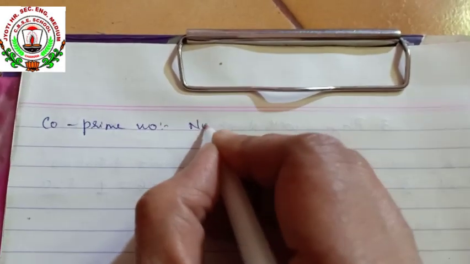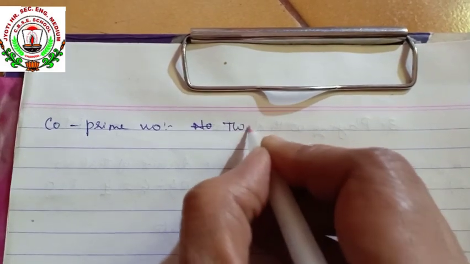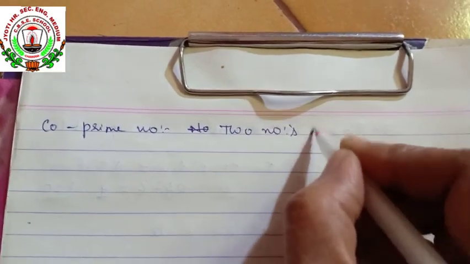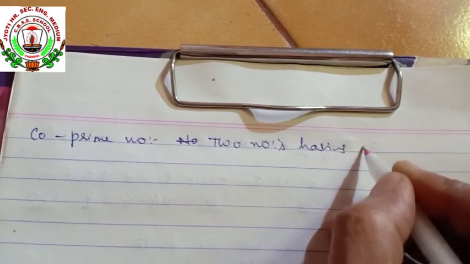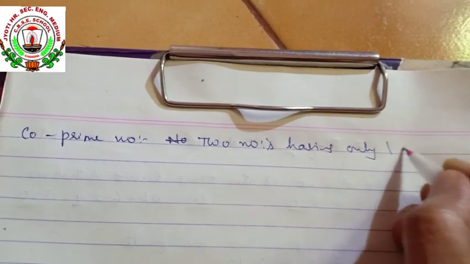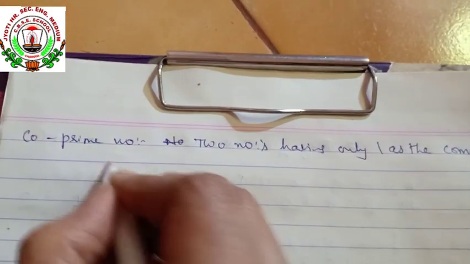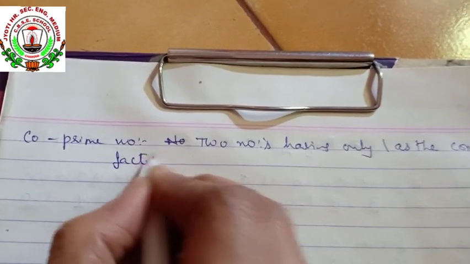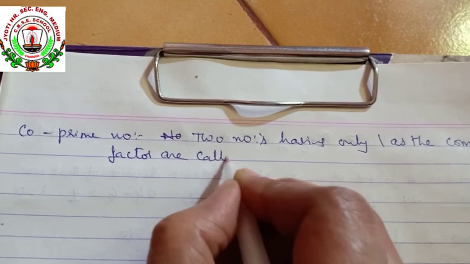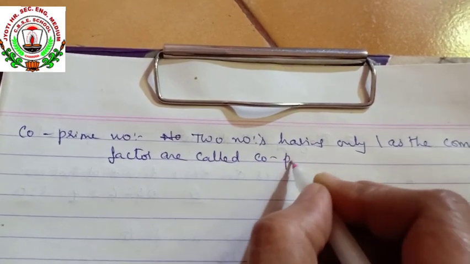Co-prime numbers. Two numbers having only 1 as the common factor are called co-prime numbers.